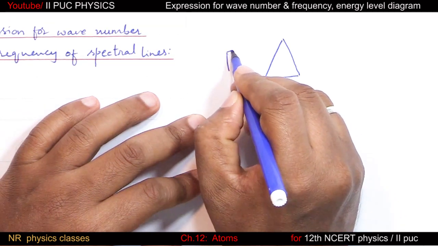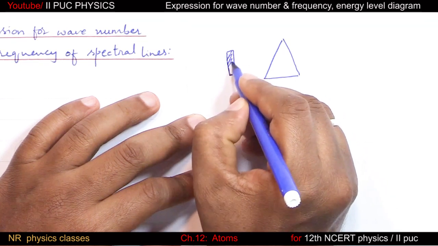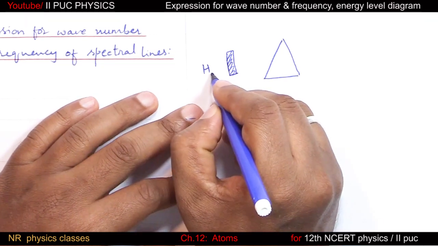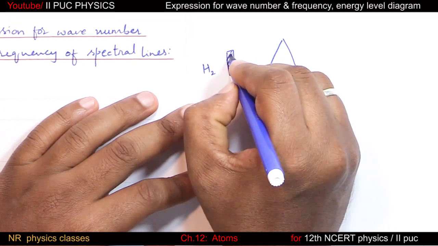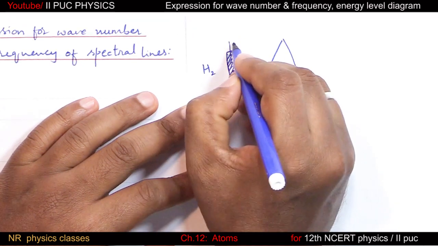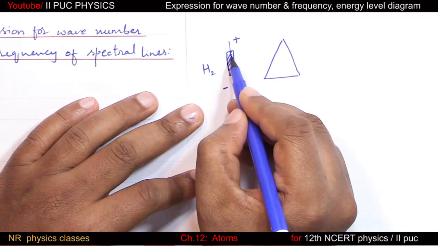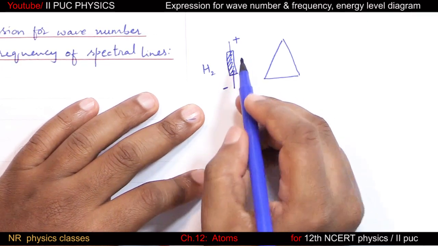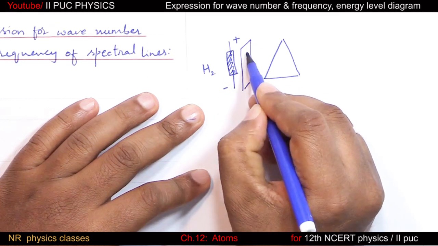This is a suitable glass chamber filled with hydrogen gas at very low pressure. Two electrodes are taken. If a suitable potential difference is applied, then the hydrogen gas starts glowing. It is not burning, it is glowing, and that light is made to pass through a slit.